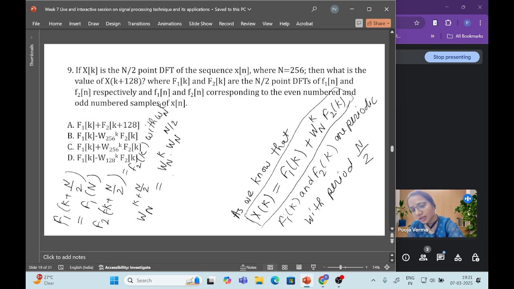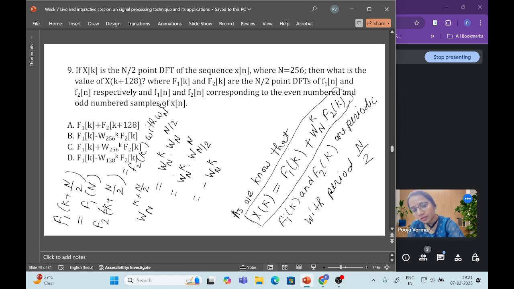That can be written like this. And if you further do that, we can write it like N by 2 into n. This 2 can be shifted from here to here, right? So now if you further do that, you will get minus W_N^k here. By shifting this phase, if you apply this periodicity property here, it will give this part.